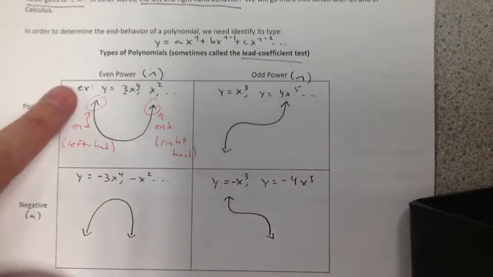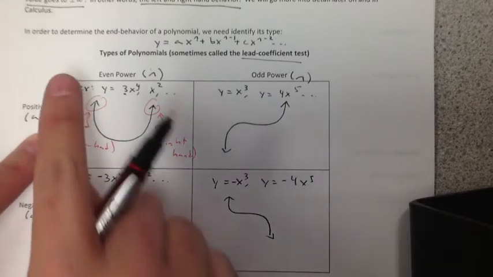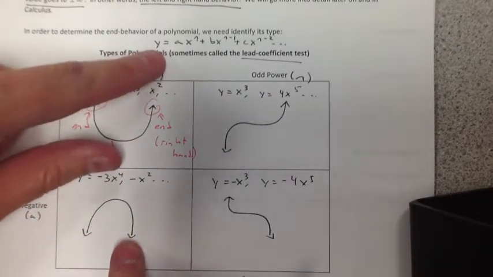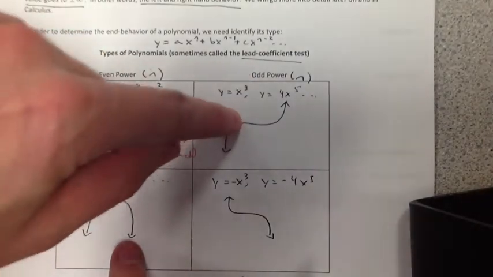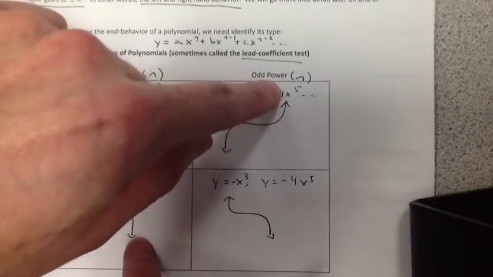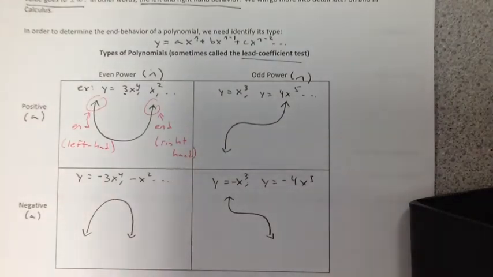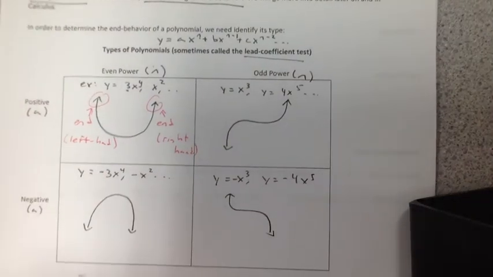Now, if you notice, if it's an even power and positive, they both go up. If it's even and negative, they both go down. Odds, it depends on the sign. One side goes down while the other side goes up, and it flips for the odd negatives. And that's what we're going to talk about real quickly next. Okay, what we call end behavior.